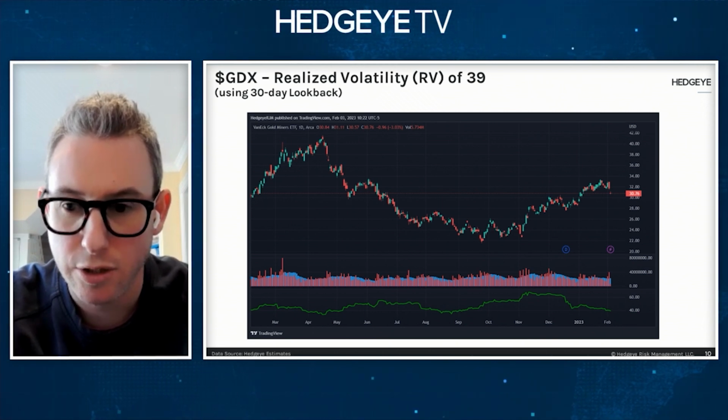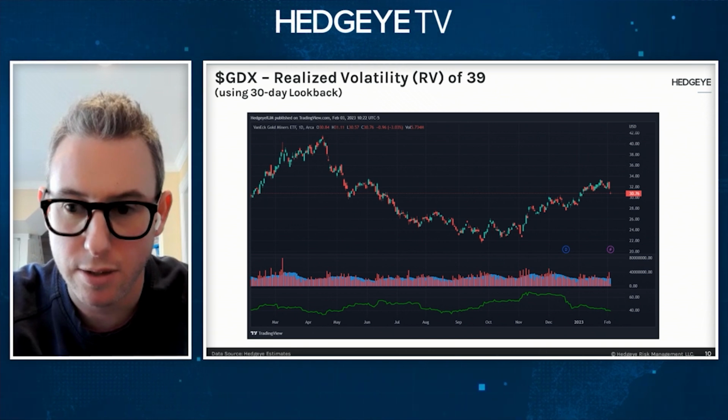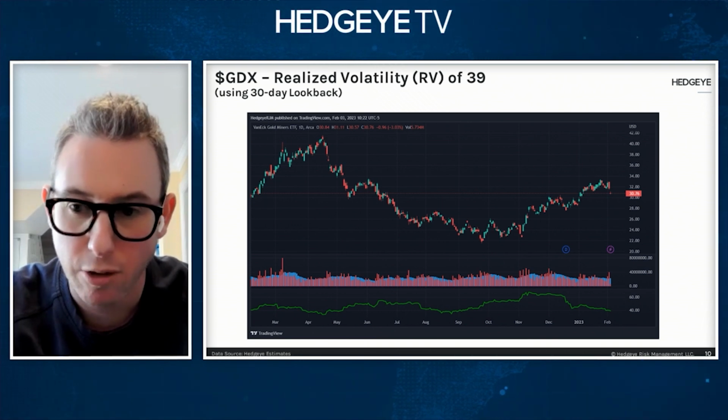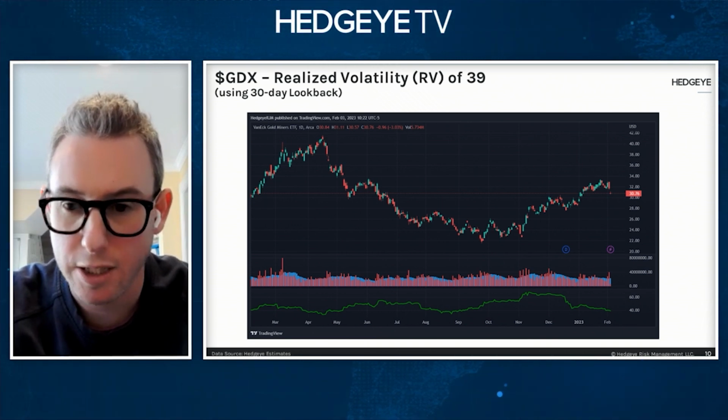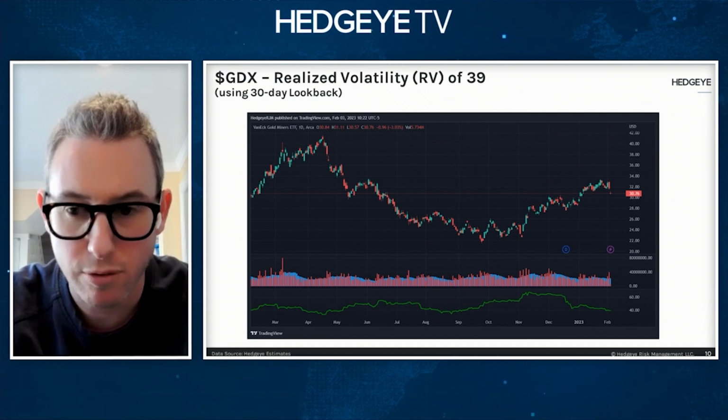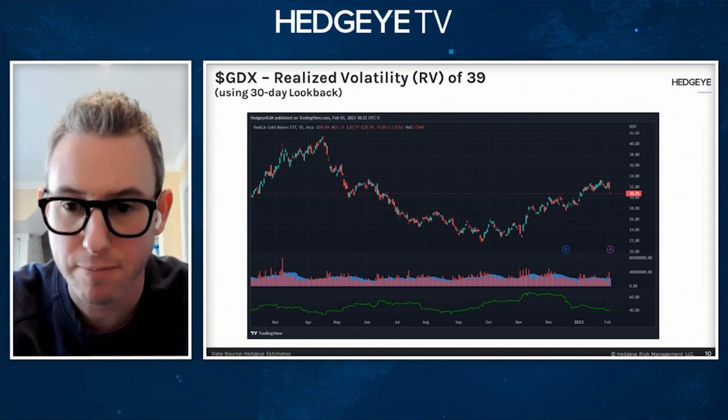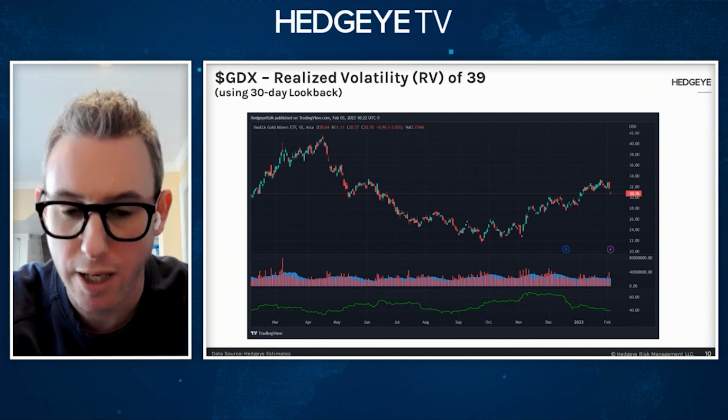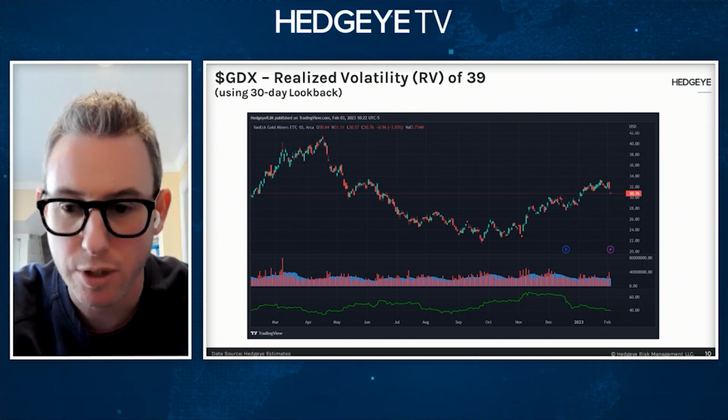So GDX looks different than the RV on something like an XLP, right? Or even an SPLV, right? Those are two that we've had as pieces of inventory recently in our portfolios. But yes, I just wanted to highlight that.